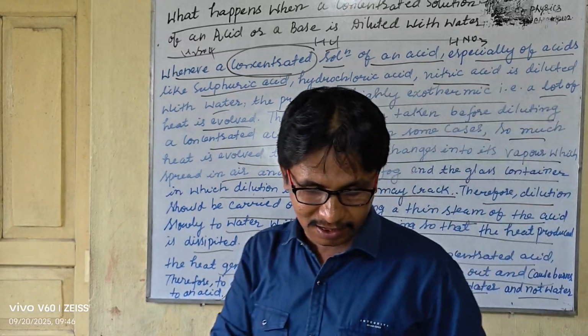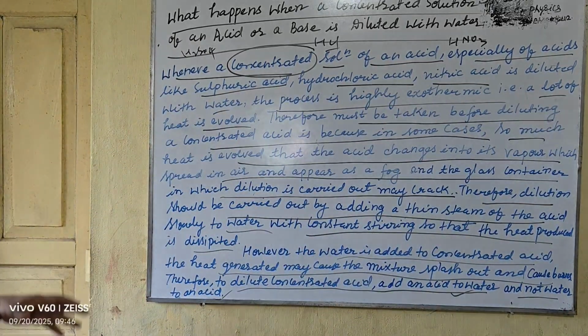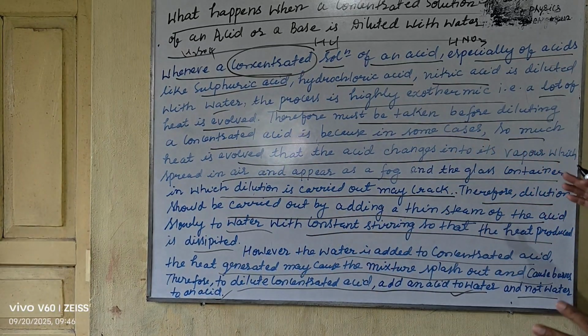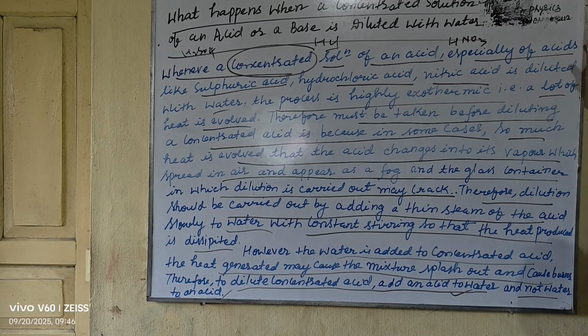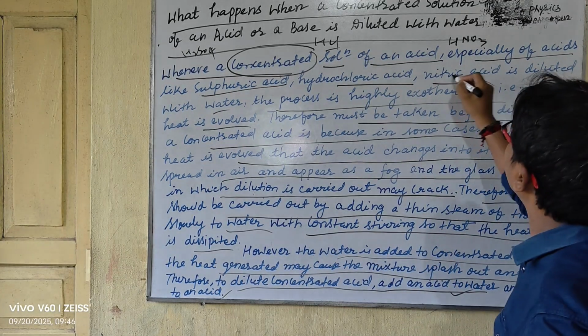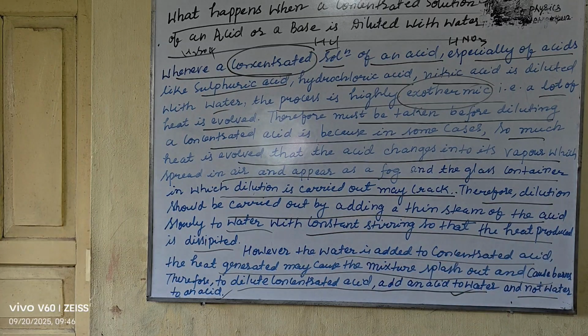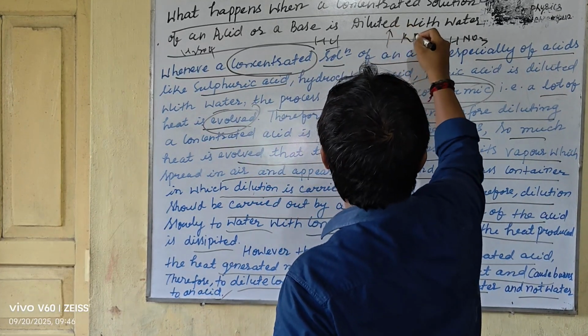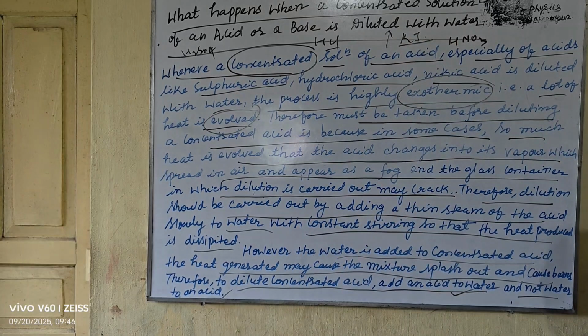The same is the case with bases also. So, whenever a concentrated solution of an acid like H2SO4, HCl, or HNO3 is diluted with water, the process is highly exothermic. That is an exothermic reaction. A lot of heat is evolved, and the acid changes into vapor which spreads in air and appears as a fog and may crack the glass container.